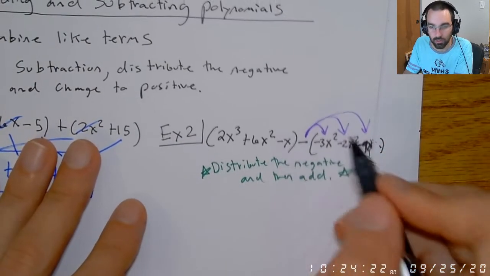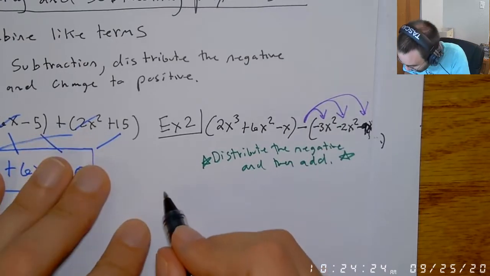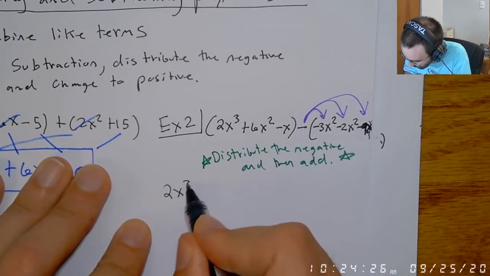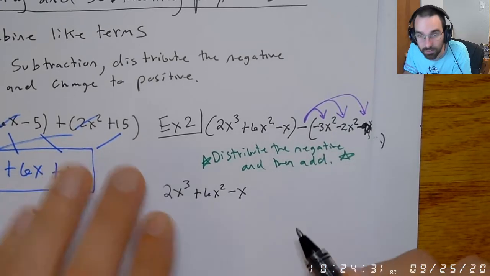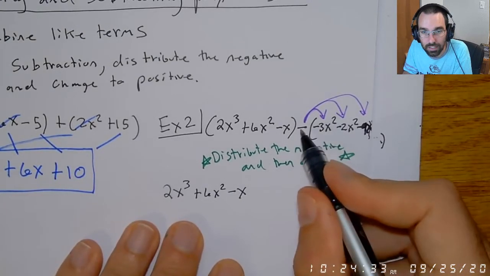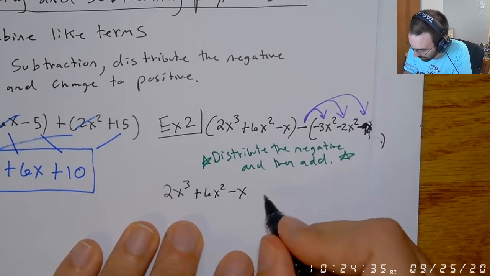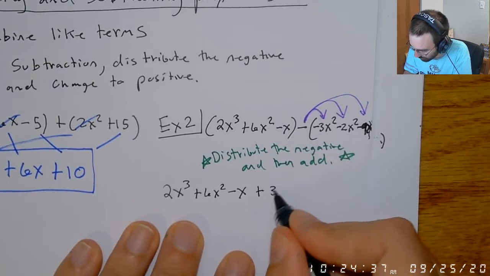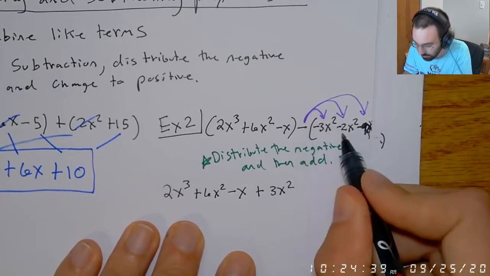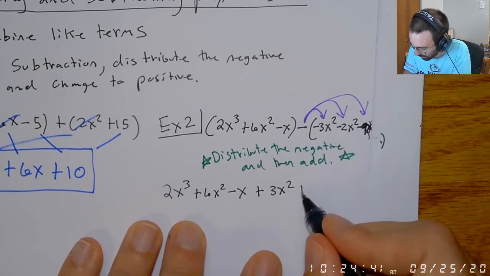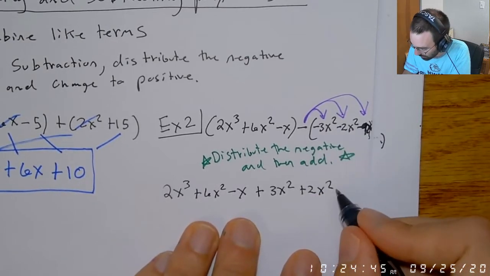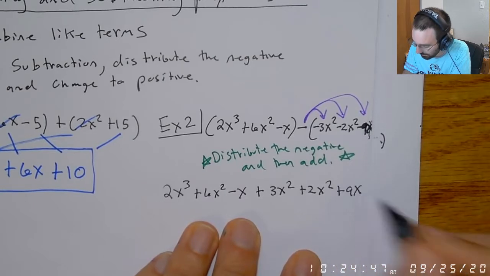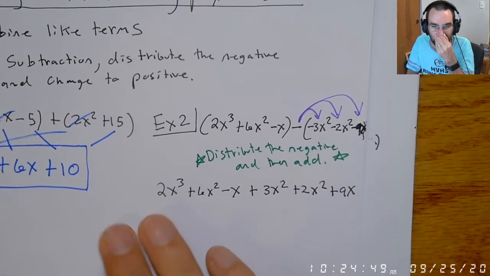Okay, so to do this, the first part stays the same. I'm going to give myself a little more room. 2x cubed plus 6x squared minus x. I'm going to distribute the negative. A negative times a negative is a positive, so I get positive 3x squared. A negative times a negative is a positive, so I get positive 2x squared. And then a negative times a negative is a positive, I get positive 9x.